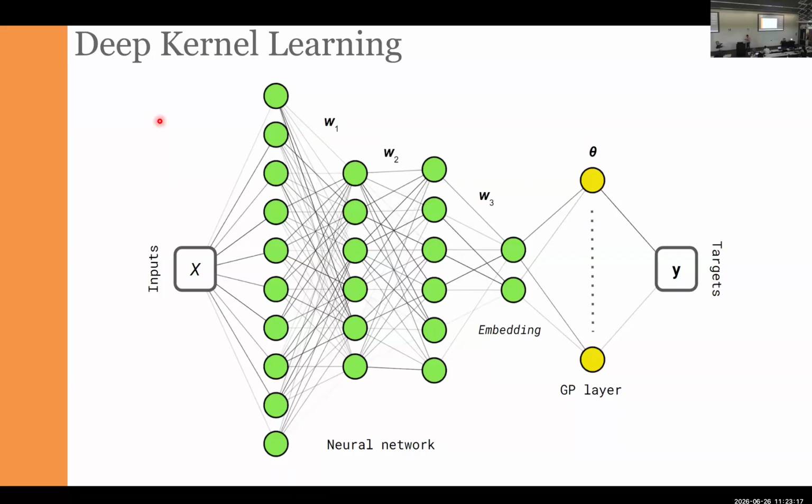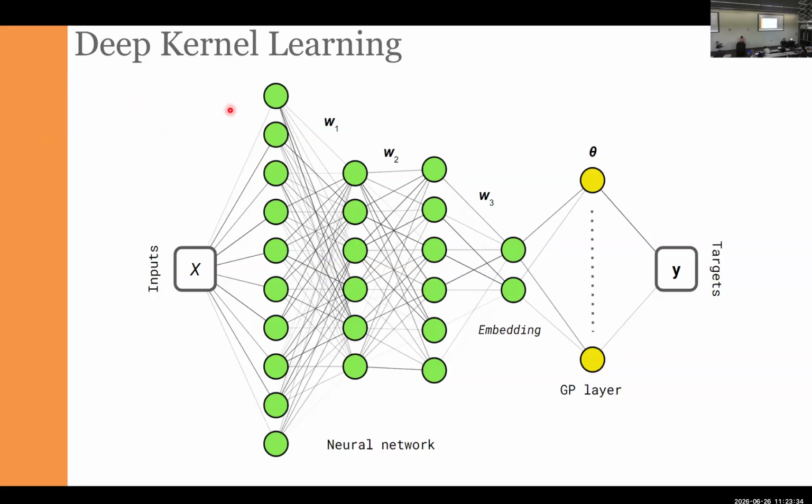But our task is also not to scan the image. Our task is to learn the structure-property relationship. And this is where deep kernel learning comes into play. So let me first show you how it looks, and then I'll show you how to use it.